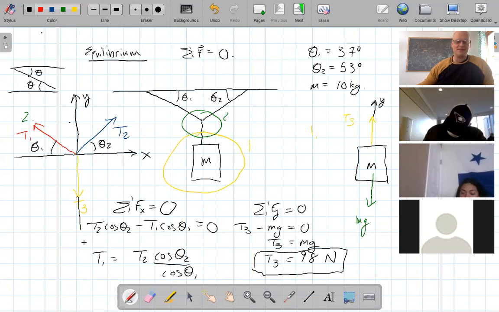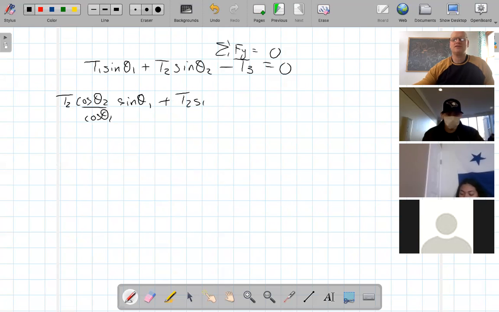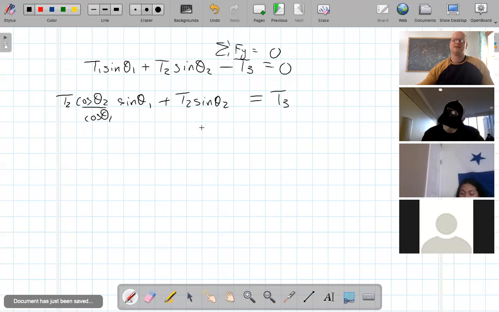So now I'm going to take this T1 here and substitute it into this expression for T1 to rewrite this entire thing in terms of T2. So let's do that. Here, I'm going to replace T1 with T2 cosine of theta 2 divided by cosine of theta 1, times sine of theta 1. So all I'm doing is replacing T1 here. Plus now T2 sine of theta 2 is all equal to T3. Right? So I'm just adding the T3 to the other side. So I'm doing two substitutions simultaneously.